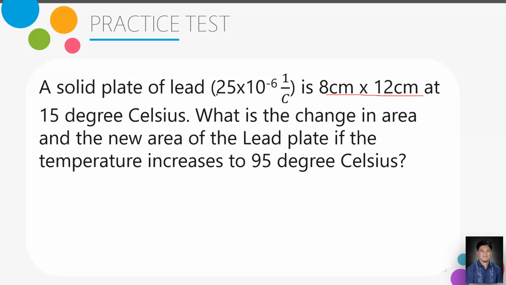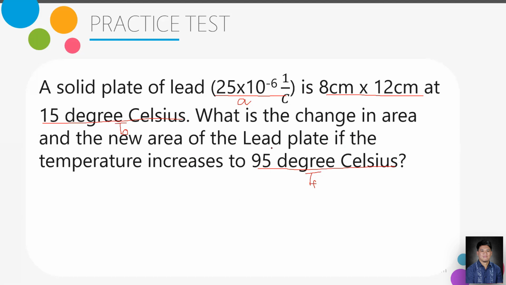So the coefficient or the alpha is 25 times 10 to the power of negative 6 per degrees Celsius. So yung kanyang initial temperature is 15 degrees Celsius. So ito yung kanyang initial temperature, so si T sub O. Then yung kanyang final temperature is 95 degrees Celsius. So ito yung kanyang T sub F. Question is, what is the change in area and the new area of the lead plate?